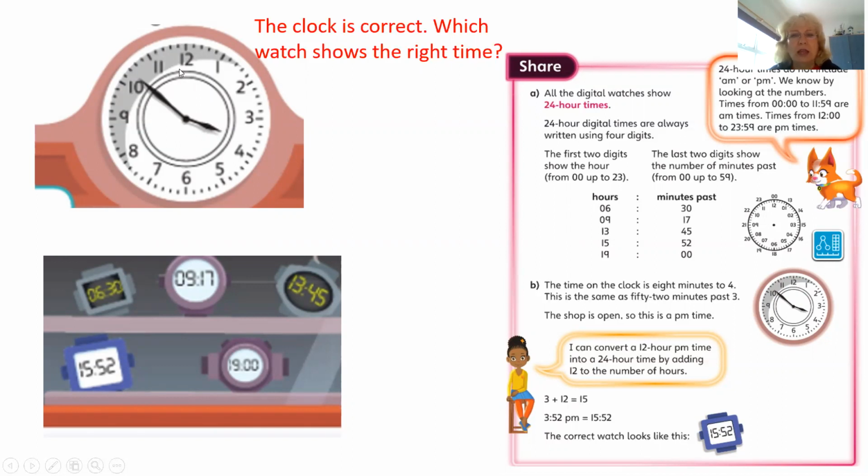But whenever we're looking at a digital clock, we don't say 8 minutes to 4. On a digital, we say how many minutes past the first hour. So we would have the 3 there, so it would be 03. And we'll have a look at how many minutes past. We know halfway round the clock is 30 minutes, 35, 40, 45, 50, 51, 52. So it'd be 03:52.